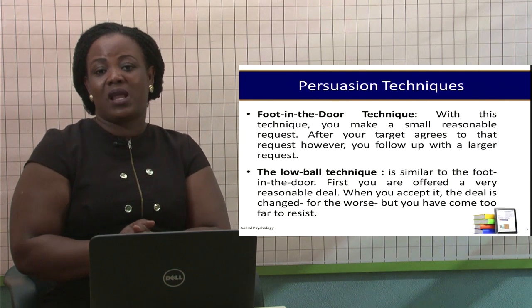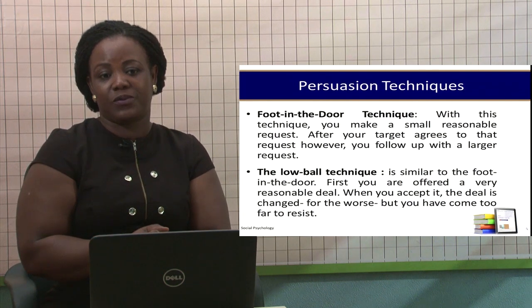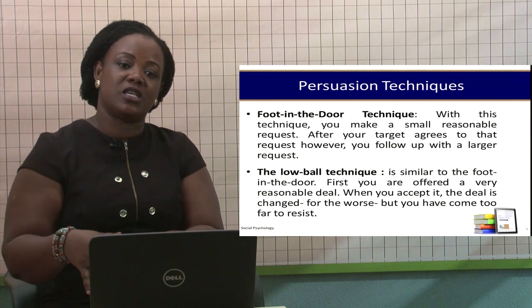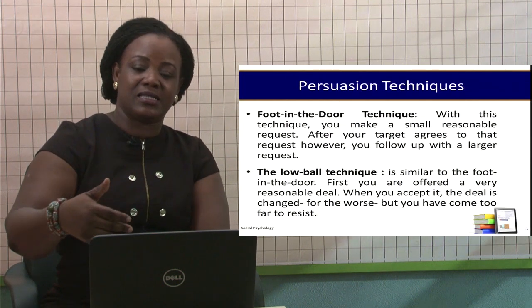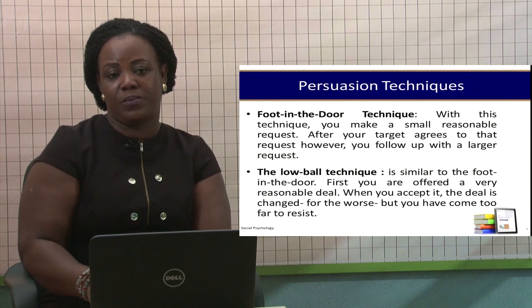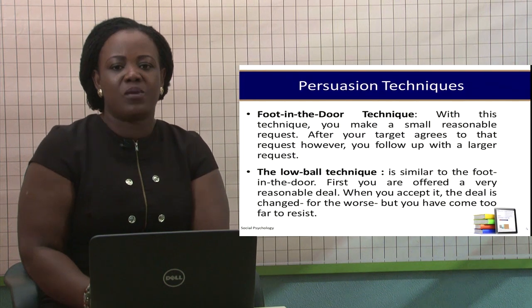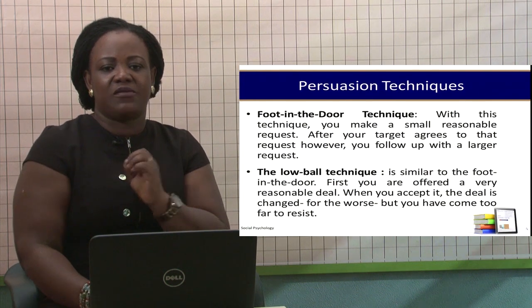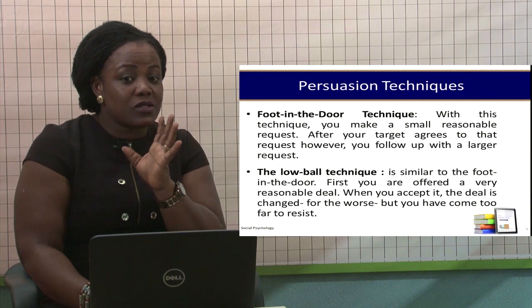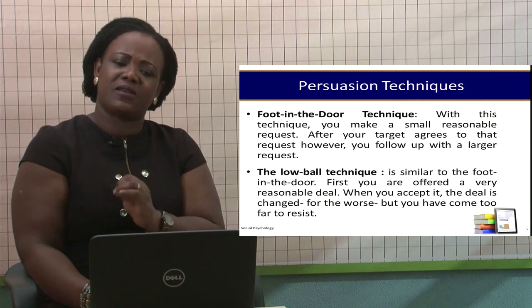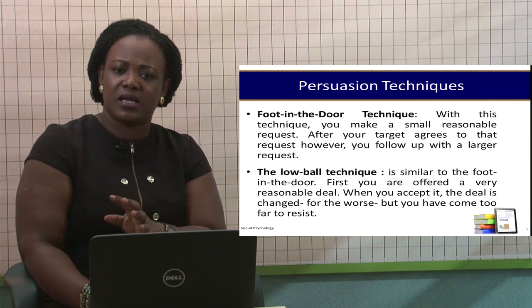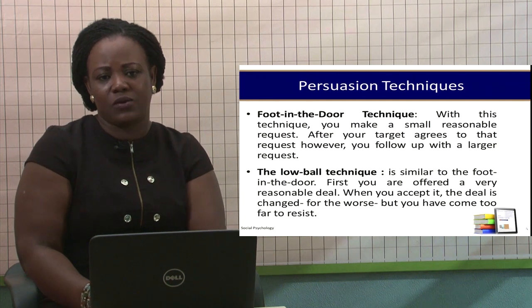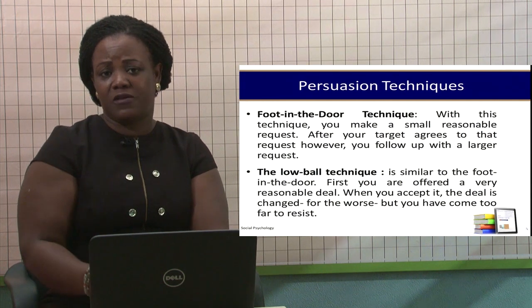So you start with a relatively reasonable deal. And after the person has got in, you present another deal that tends to be worse for the person. For instance, you may be selling a vehicle to me, and you tell me the vehicle is only 10,000 cedis. And I say, oh, that's a very good deal. I'm interested.